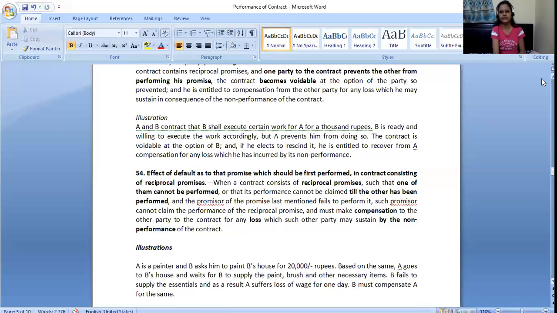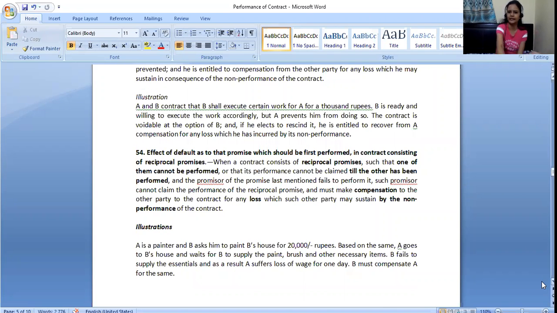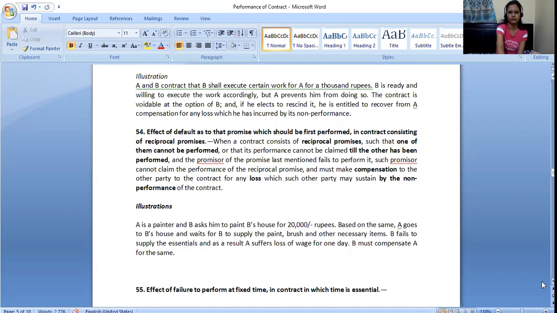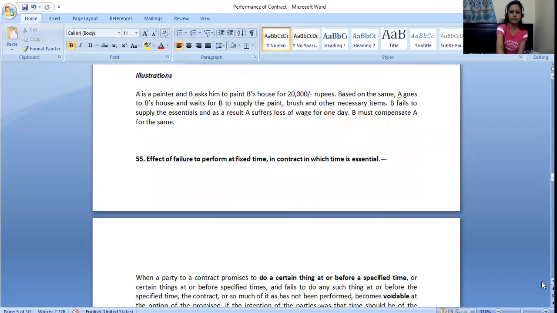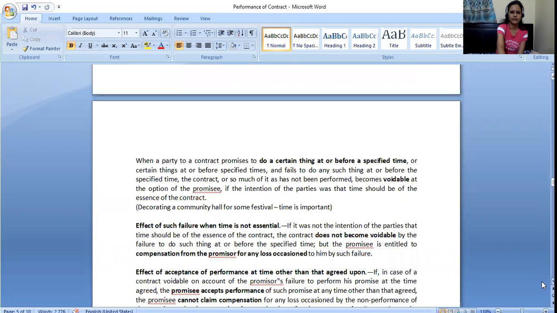Is it clear? Or you want some other example? Yes, ma'am, I got it. So basically 2-3 different promises are there. Unless and until this first one is done, remaining ones cannot be performed. So you will have to compensate the other person.